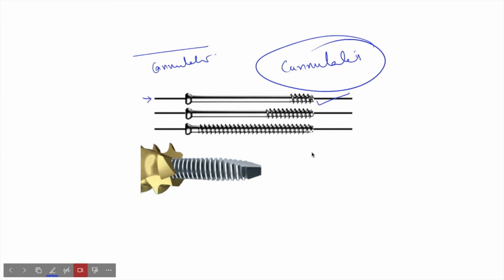Nowadays, new screws are all self-tapping screws. They have flutes at the tip of the screw, which remove the debris as the screw moves forward. These are called self-tapping screws.